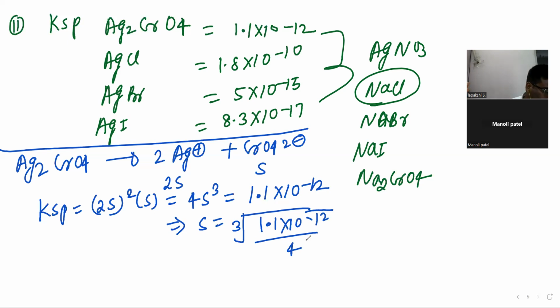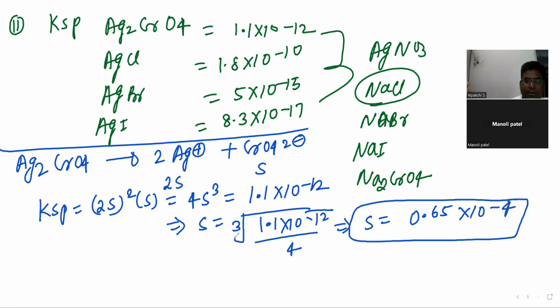So what value do we get for S? S is 0.65 × 10^-4. Solve this value at home using a calculator; I am directly writing it here. Please try to solve it at home. Now see the next case.